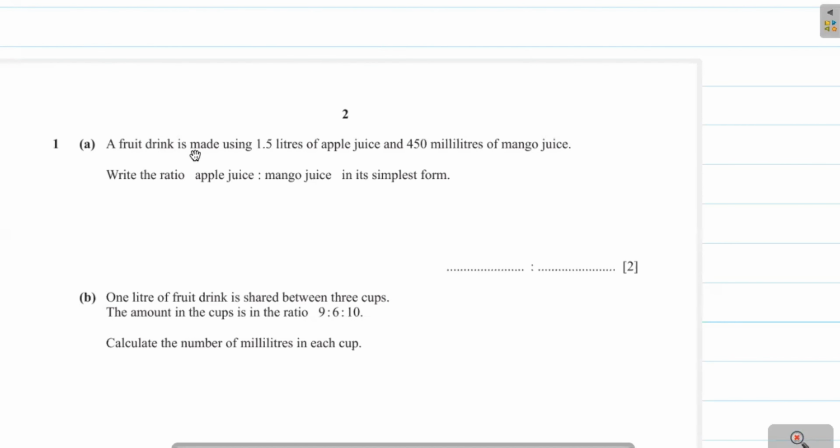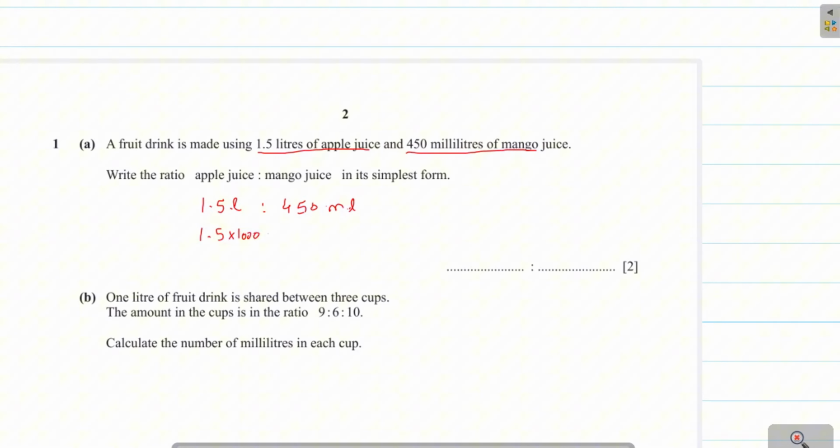Question 1. A fruit drink is made using 1.5 liters of apple juice and 450 milliliters of mango juice. Write the ratio in simplest form. Look here, apple juice is 1.5 liters, ratio mango juice is 450 milliliters. To simplify this ratio, firstly we will make the units the same. The unit of liter, we will convert into milliliter. If we multiply by 1000, liter becomes milliliter.